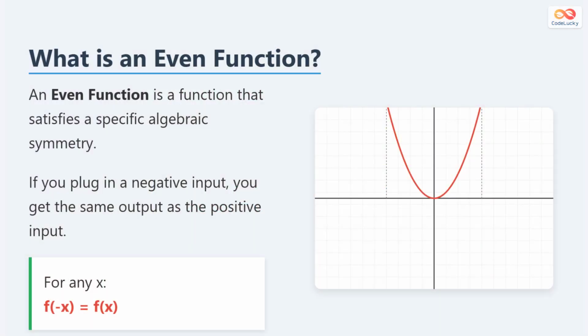First, let's define what mathematicians mean by an even function. Algebraically, a function is even if, when you input a negative value, you get the exact same result as if you had input the positive version of that value. As you can see, f of negative x equals f of x.